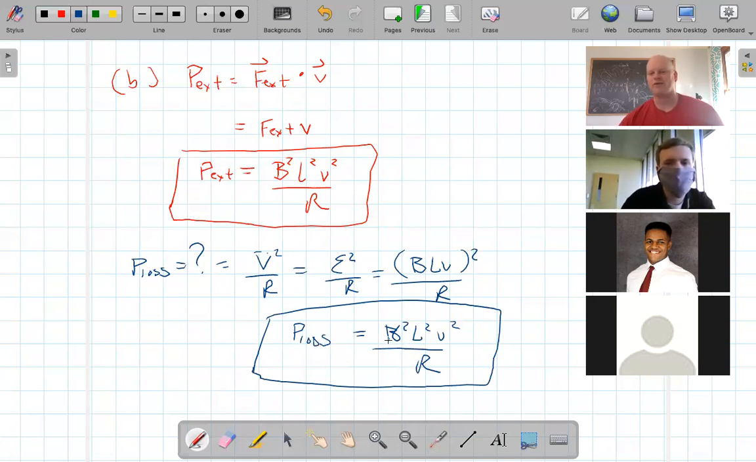And it's losing energy at the rate of the magnetic field squared times length squared times velocity squared divided by the resistance. But to move it at a constant velocity, I have to apply a force to it, which means that I'm adding energy to the system at a rate of the magnetic field squared times the length squared times the velocity squared divided by the resistance. So what's happening then is the resistor is losing energy at the same rate that I am putting energy into the system.